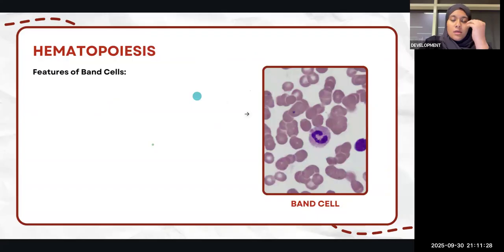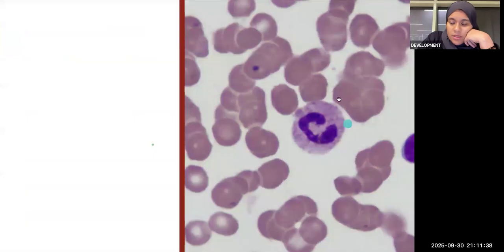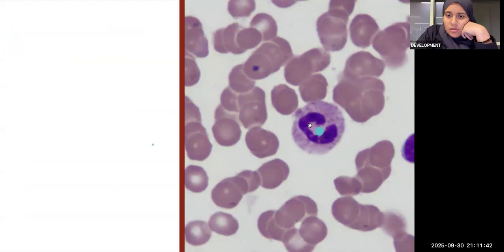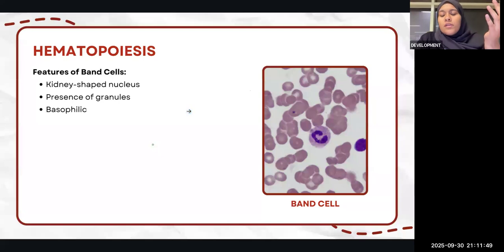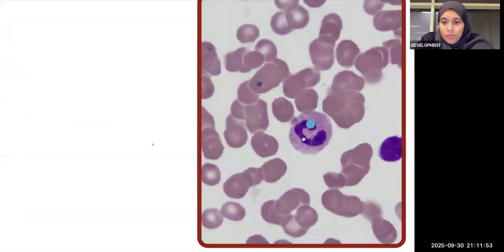What about band cells? Band cells are the precursors of neutrophils. They have a kidney-shaped nucleus. As you can see here, this is the band cell, and here is the nucleus. It's just one nucleus that looks like a kidney. And you have the presence of granules because, as you know, neutrophil is a granulocyte. And it's basophilic. It's purple.